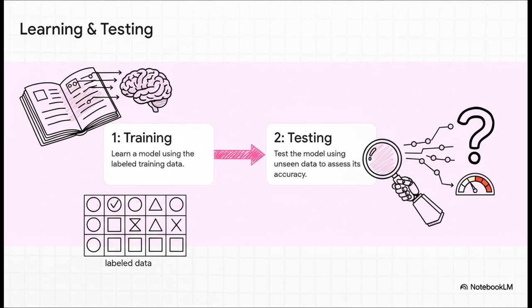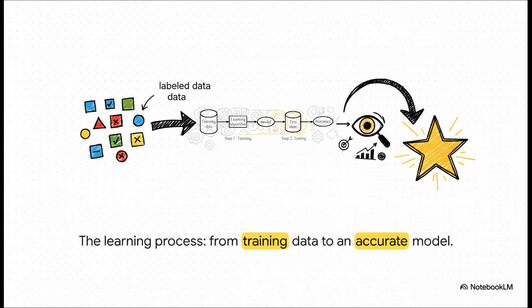First step, we have the training step. This is where the machine just grinds through all that labeled data and builds what we call a model. You can think of it like a recipe or a set of rules for making decisions based on the patterns it found. Then, step two is testing. We take that shiny new model and we show it brand new data it's never seen before, just to see how accurate it is.